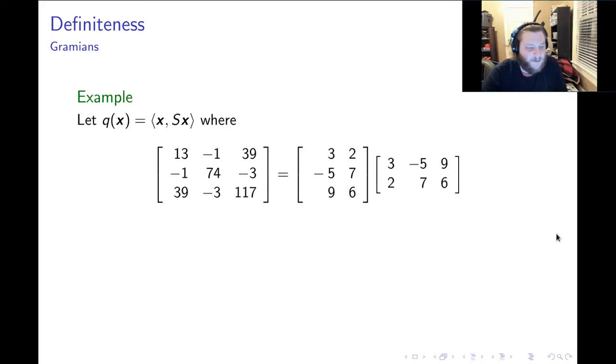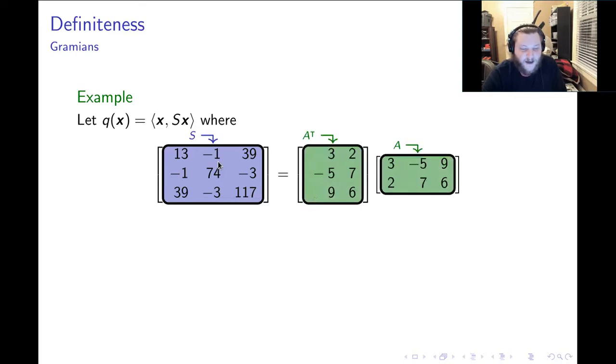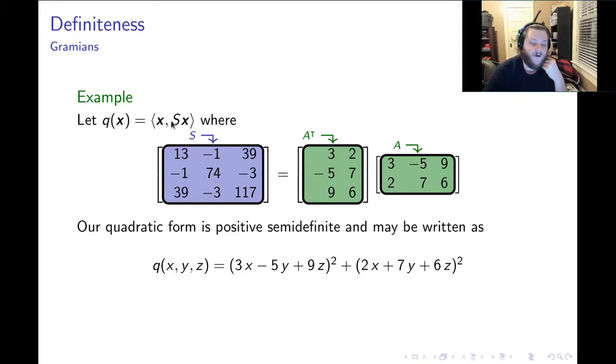Let's look at an example. Here, we're looking at the quadratic form represented by the real symmetric matrix S, and S here is the Gramian of this matrix A. As soon as I know that S is the Gramian of A, I know that my quadratic form is positive semi-definite. In our proof of the theorem, we actually had a formula for a quadratic form represented as a Gramian that's nicer than the general quadratic form. Here, the quadratic form is the length squared of A multiplied by the variable vector.